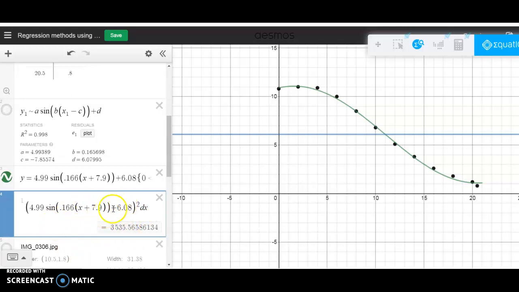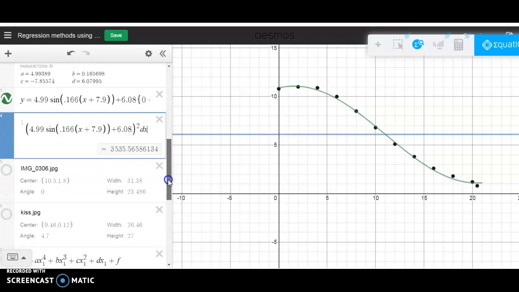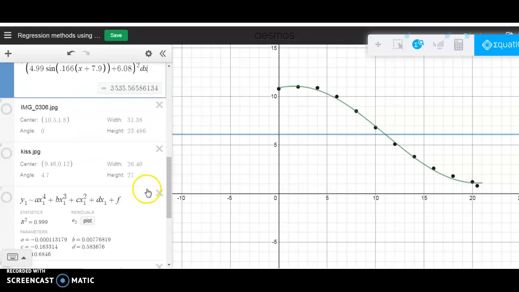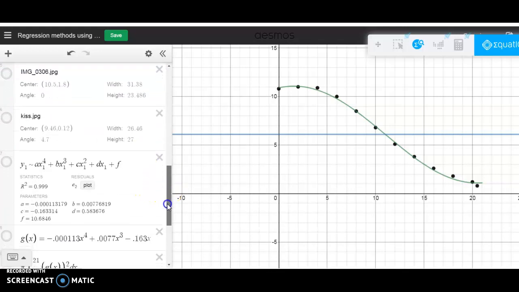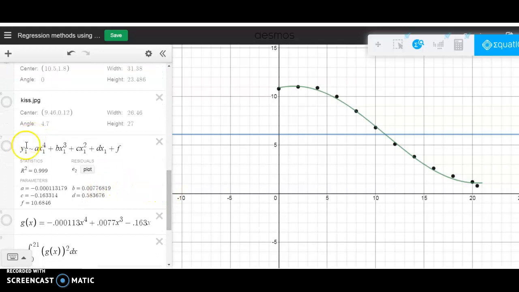Remember, in your little mini poster, you want to have the expression for the volume of the solid as well. So there is using regression and a sinusoidal equation. But if you wanted a different type of equation, you could just come in here and notice right here, I have already done a quartic.